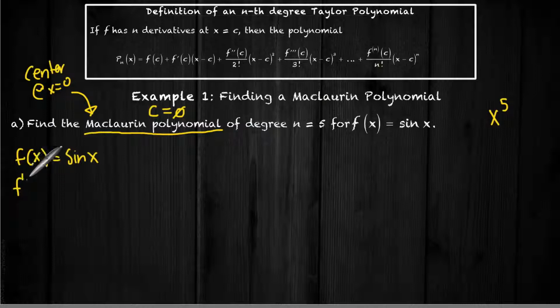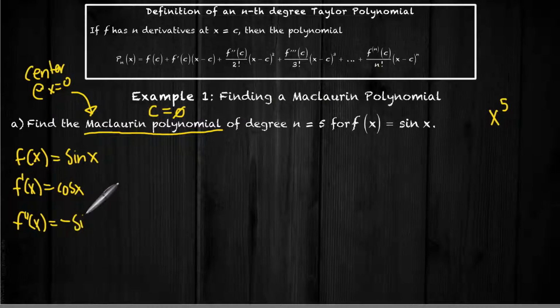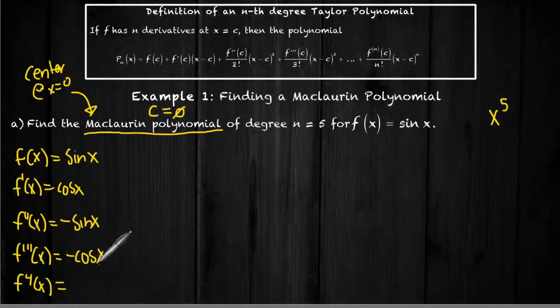F of x is sine of x. F prime of x is cosine of x. And f double prime of x is negative sine of x. F triple prime of x is negative cosine of x. And the 4th derivative is, well, the derivative of negative cosine is negative times negative sine, which is going to be positive sine x. And then you can see the pattern is going to start over again. So that's the first column that we will generate. And then next we're going to plug in our values for our center, our c.